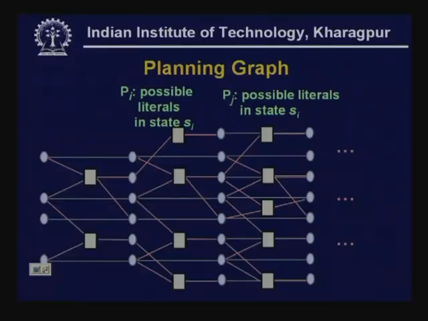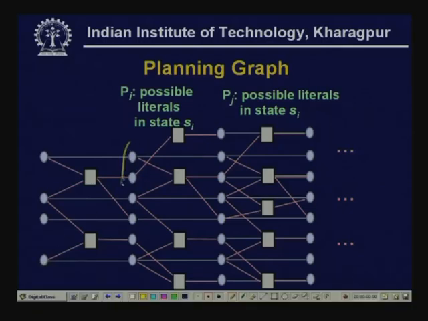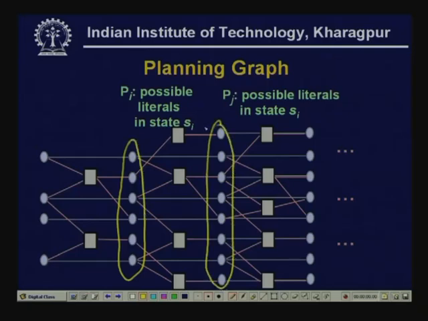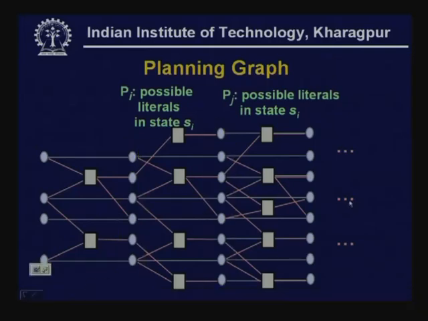And as we have seen earlier, this is an example of the planning graph. These pink edges denote the precondition edges and the add and delete edges. The gray edges denote the maintenance edges, or the edges corresponding to no-op actions. And Pi is the possible literals in state i, Pj is the possible literals in state j. So, this is the notation that we will be using.